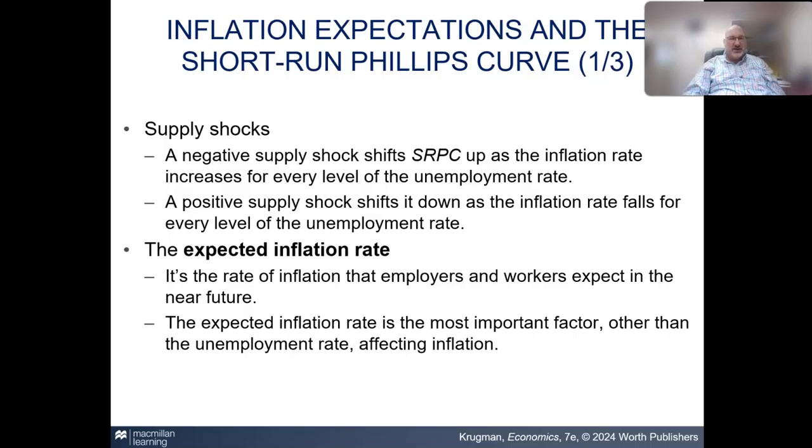So inflation expectations, the short run Phillips curve. For supply shocks, a negative supply shock shifts the short run Phillips curve up as the inflation rate increases for every level of the unemployment rate. A positive supply shock shifts it down since the negative one shifted it up, as the inflation rate falls for every level of the unemployment rate.